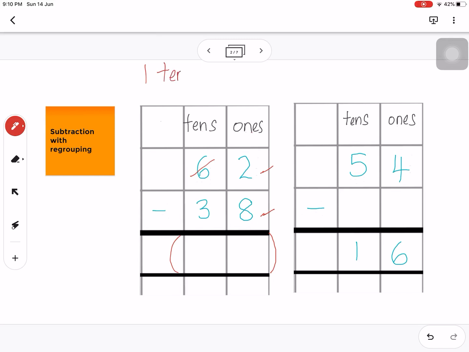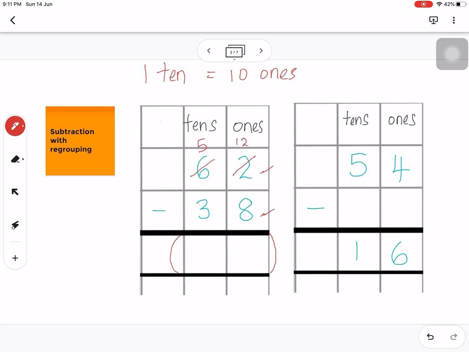1 ten is equal to 10 ones. So when you borrow 1 ten, you will have 10 ones here. 10 ones regroup. That means you need to add the existing 2 you have. 10 plus 2 is 12. So I straight away write 12 here. 10 plus 2 is equal to 12.